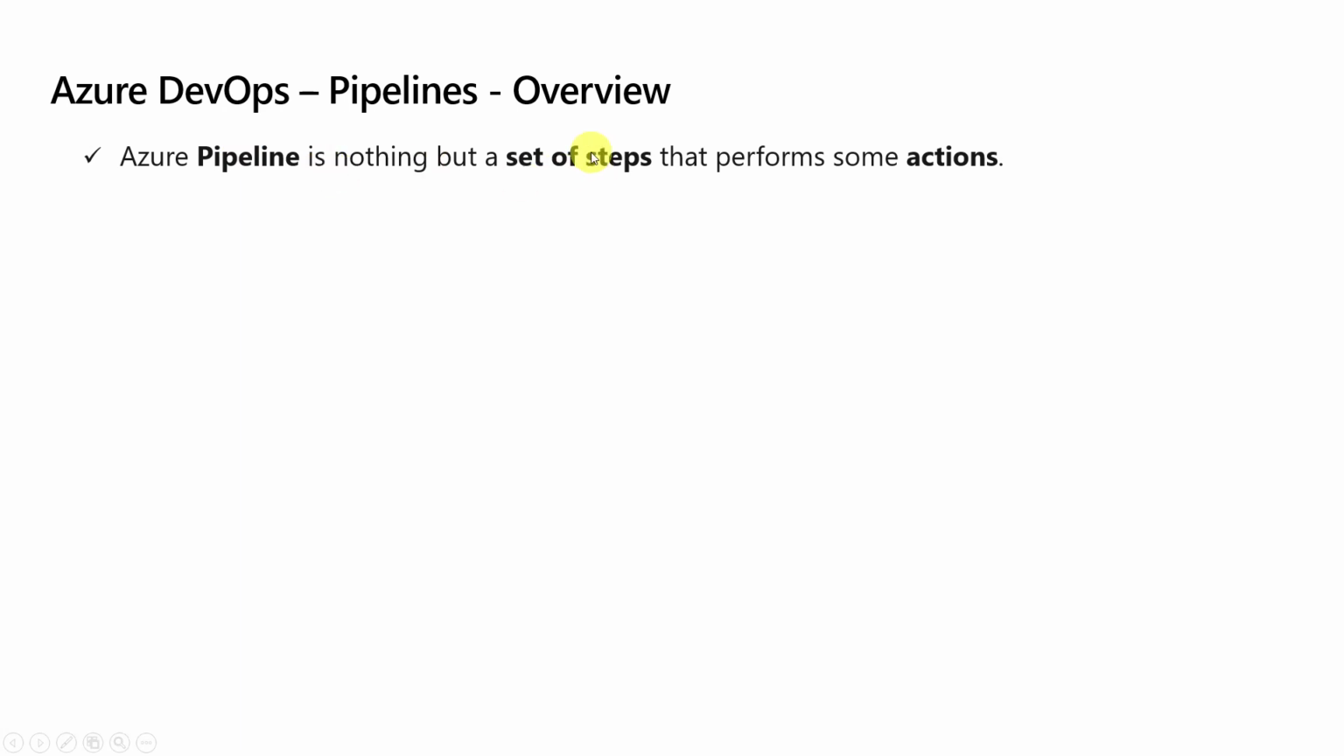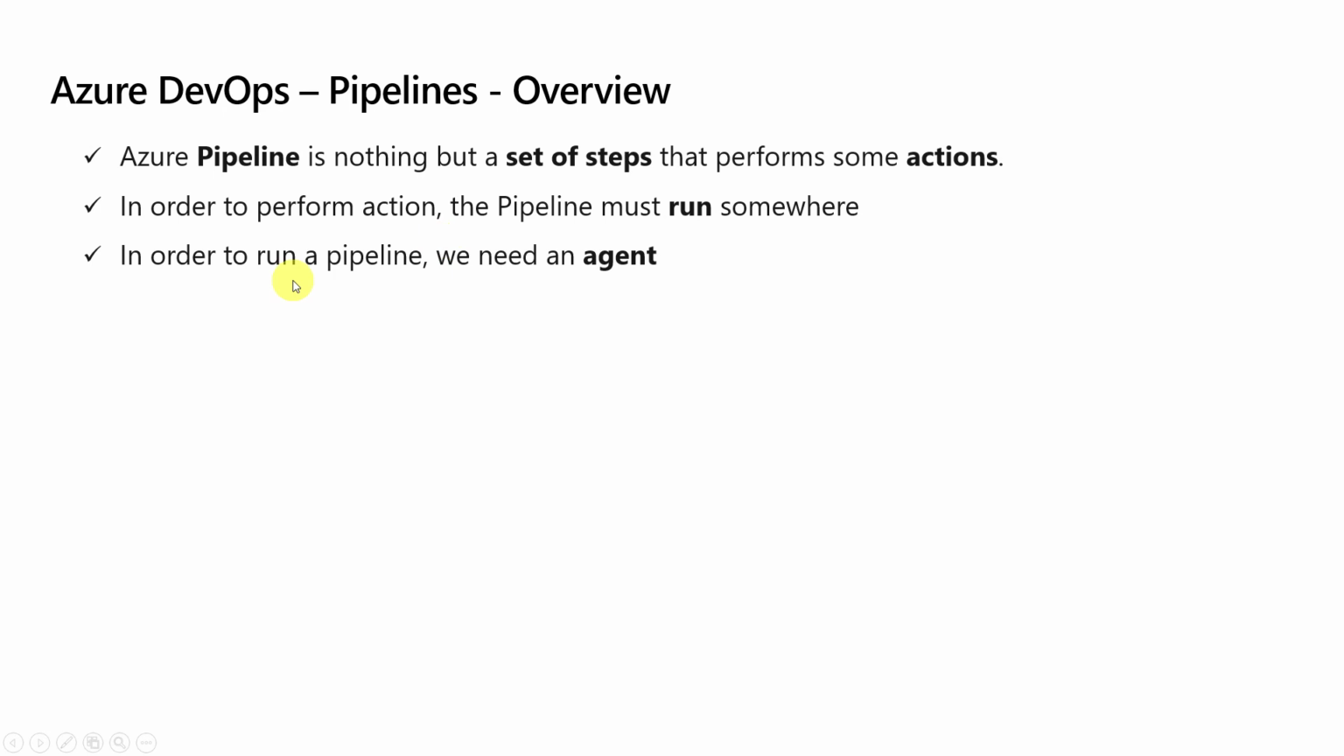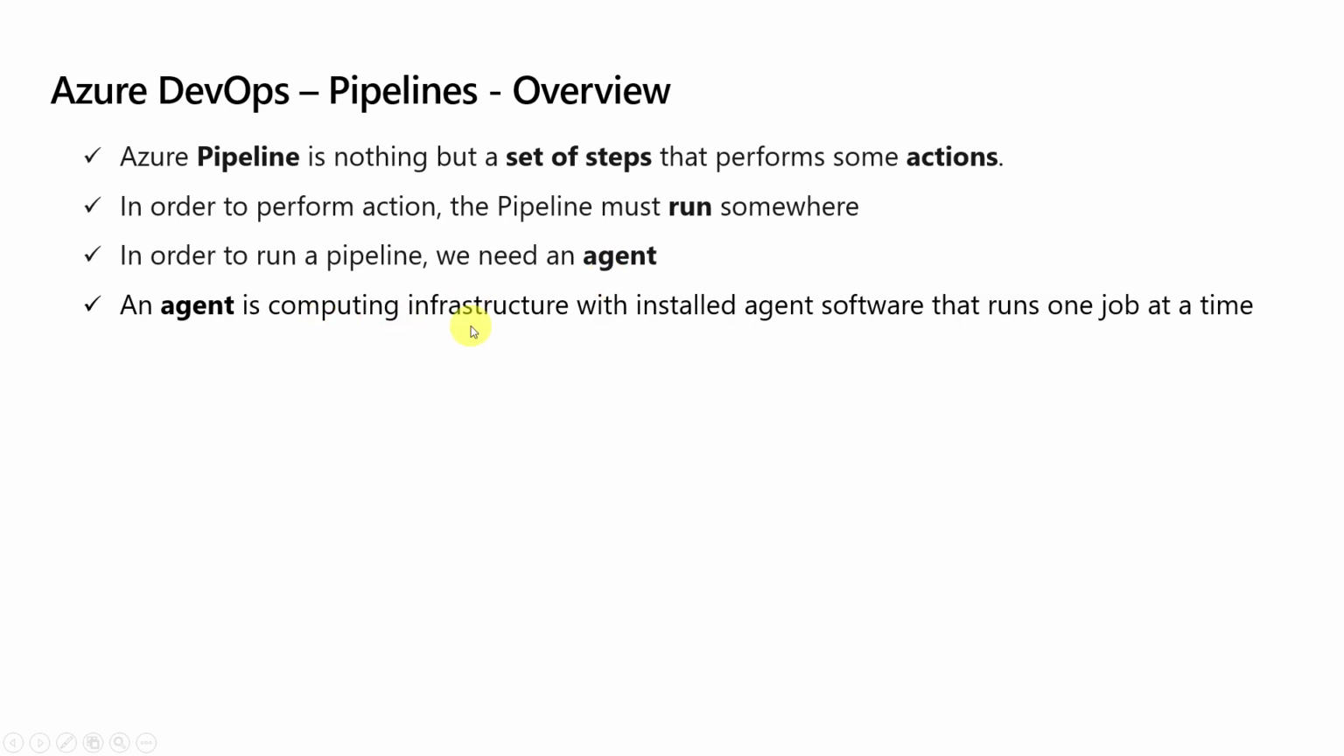Now, a pipeline is nothing but a set of steps. Each step performs some action. Performing an action is important here. In order to perform an action, the pipeline must run somewhere. That means the pipeline must execute. Somebody should execute the pipeline. Running means executing, performing these actions. So who is going to run this pipeline? In order to run a pipeline, we need an agent. An agent is not a human. An agent is compute infrastructure. That means it's a server basically.